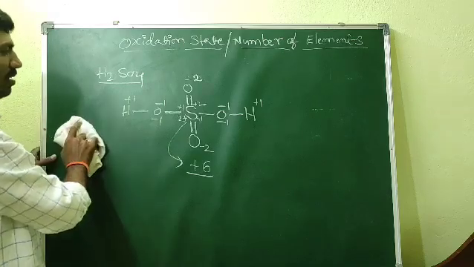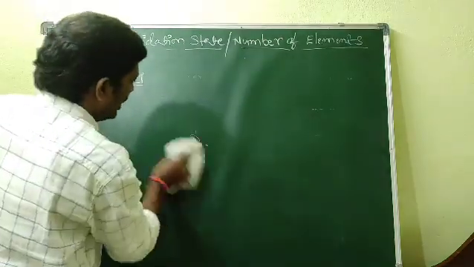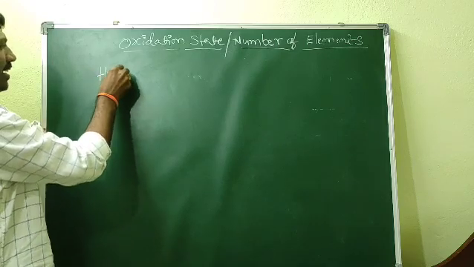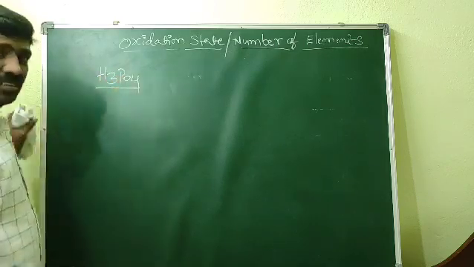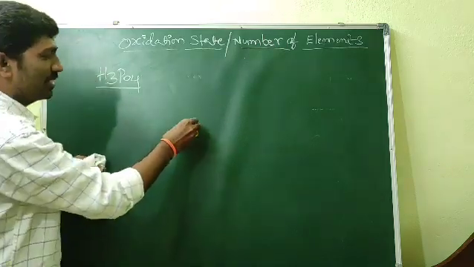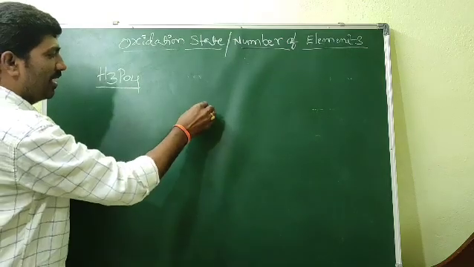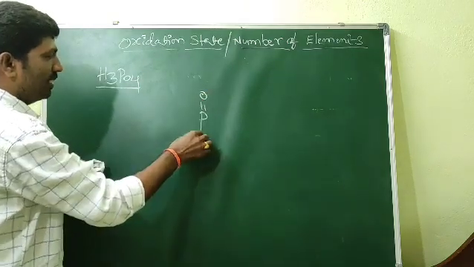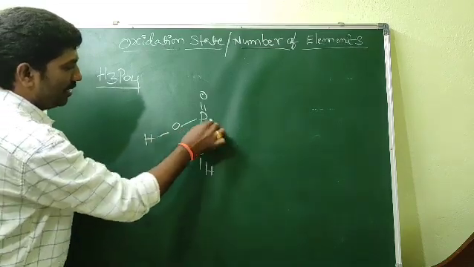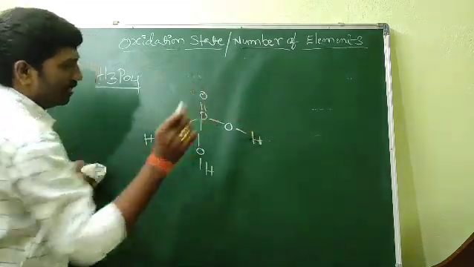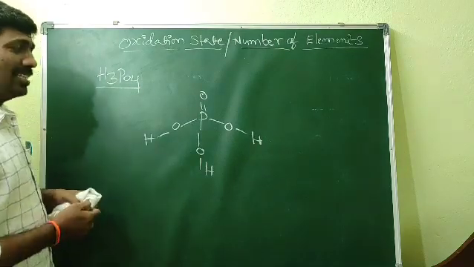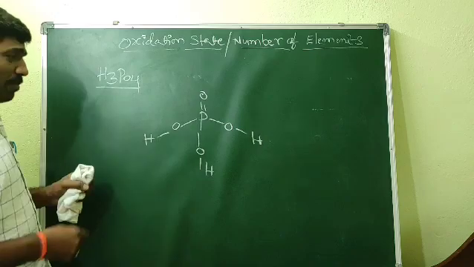Next, one more example we will take. Let's see one more example: H3PO4. What is the oxidation state of phosphorus in H3PO4? For phosphorus we take double bond O, oxygen, hydrogen, oxygen, hydrogen, oxygen, hydrogen. So this is the structural formula, the structural arrangement of H3PO4.